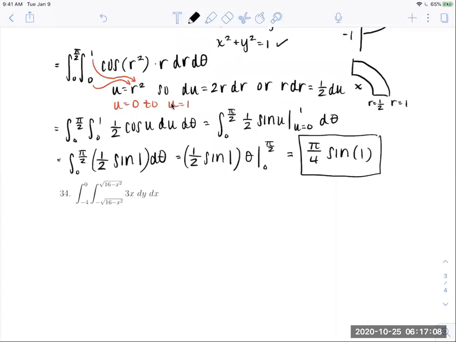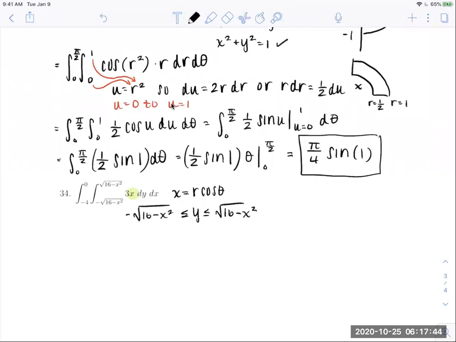We have one more example here, 34, very similar. All right, first thing I want to do is I want to note that in my integrand, I have an x. I'm going to transform that using the equation x equals r cosine theta. All right, now let's take a look at our limits of integration. I see that y is ranging from a positive square root of 16 minus x squared to a negative square root of 16 minus x squared.